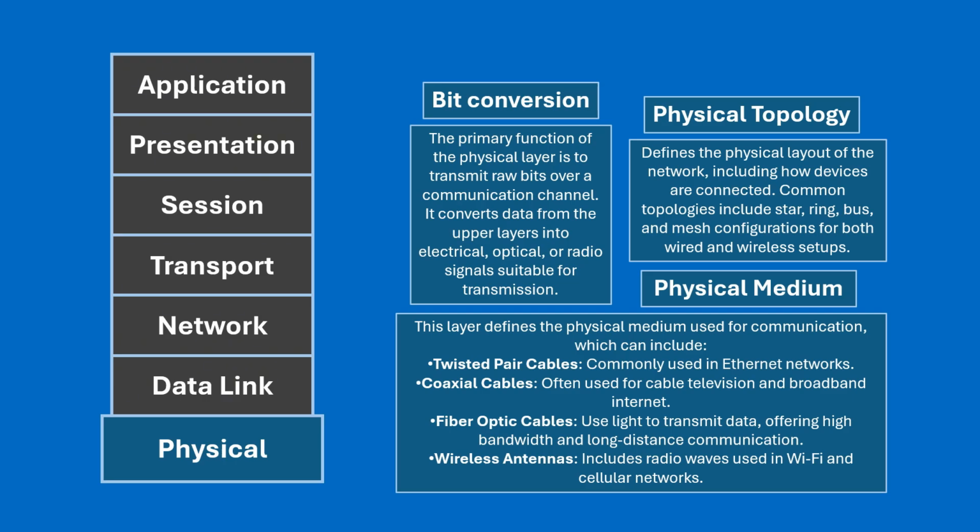This can include twisted pair cables commonly used in Ethernet networks, coaxial cables often used for cable television and broadband internet. Fiber optic cables use light to transmit data, offering high bandwidth and long distance communication. And wireless antennas include radio waves used in Wi-Fi and cellular networks.